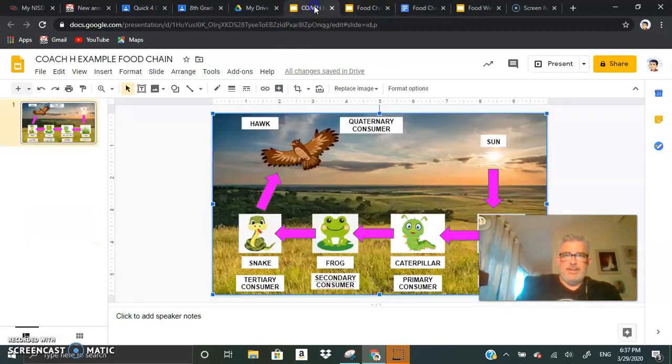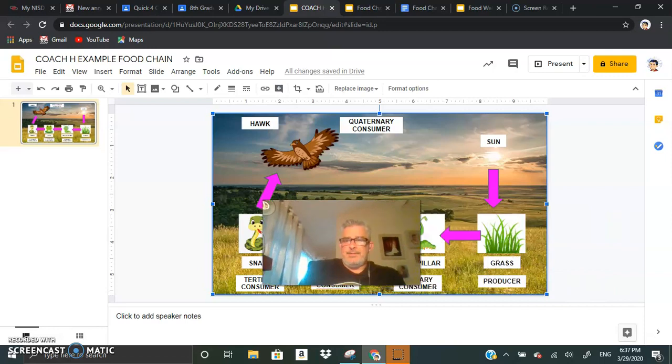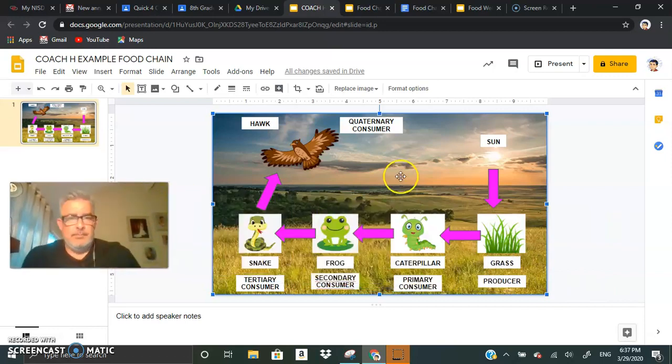Okay, so this is an example of mine. And of course I went all out. So I put a background of a grassland in there. The sun was already there, so I just labeled it. Notice how I labeled what it is and what kind of consumer or producer it is all the way through. So this is actually going up to a quaternary consumer.